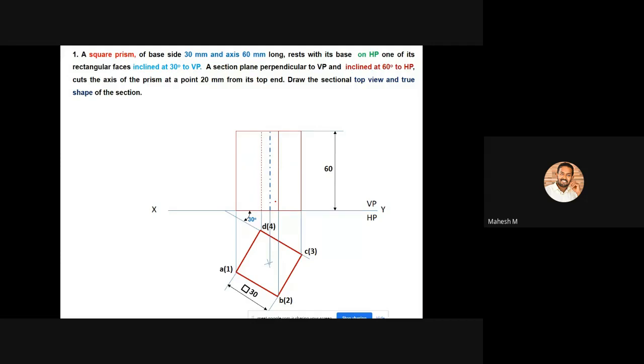Then you can provide the notations A dash, B dash, C dash, D dash. D dash is not visible, so you have to mention D dash within brackets. Then 1 dash, 2 dash, 3 dash, and 4 dash should be within brackets. After creating this front view and top view, it is similar to our previous second unit. For all kinds of sectional diagrams, the front view and top view are similar to our previous second unit.